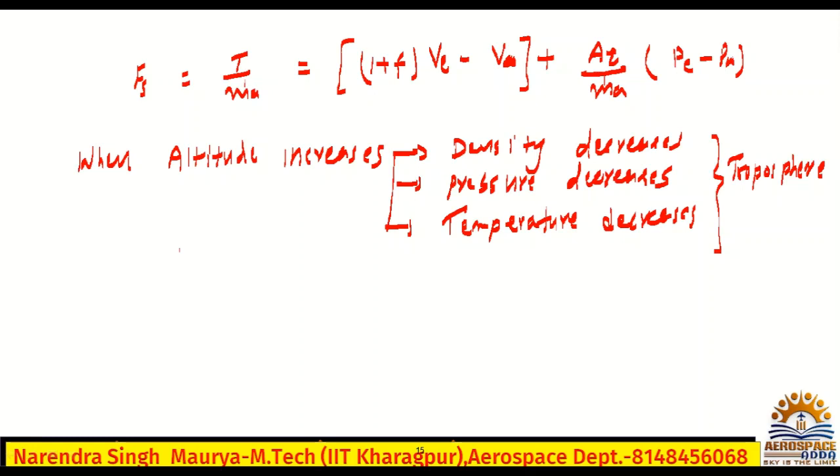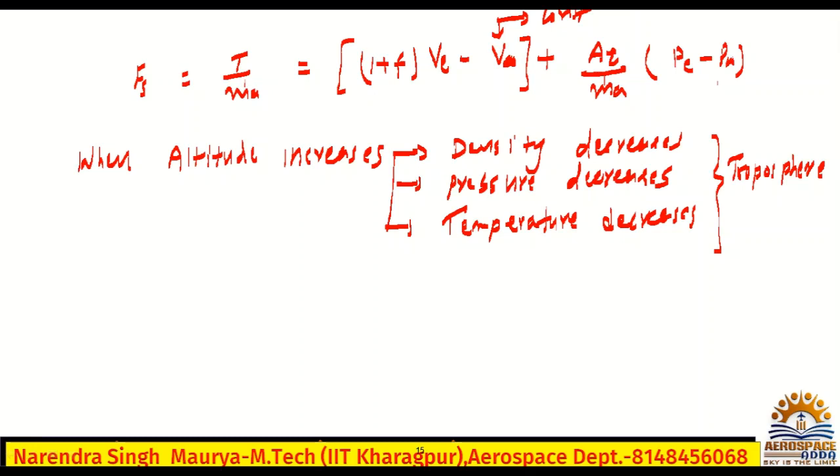So what will happen? Because speed is constant, this quantity, the speed of the free stream or speed of the aircraft, is constant because they say for a given aircraft speed. So V infinity is constant. All right. Now we'll talk about the rest of the quantities. What are the rest of the quantities?